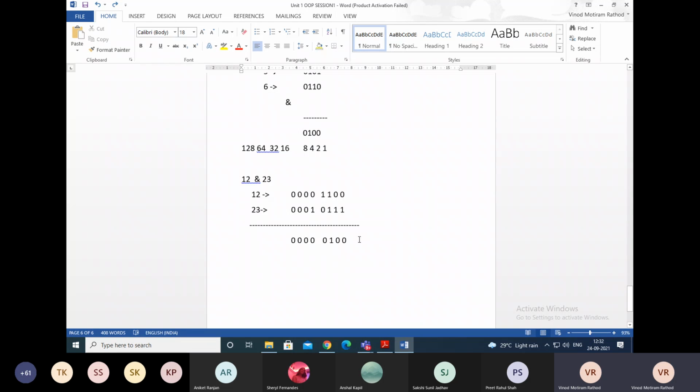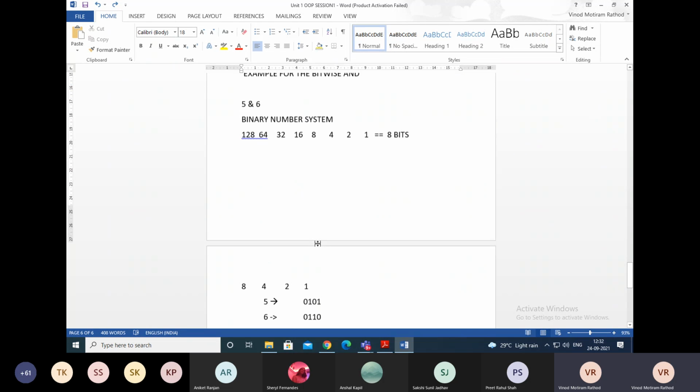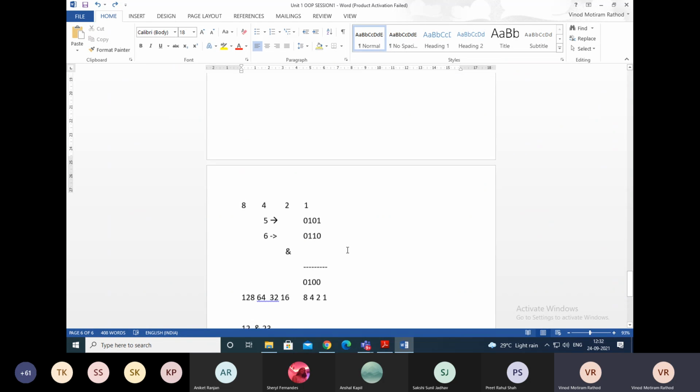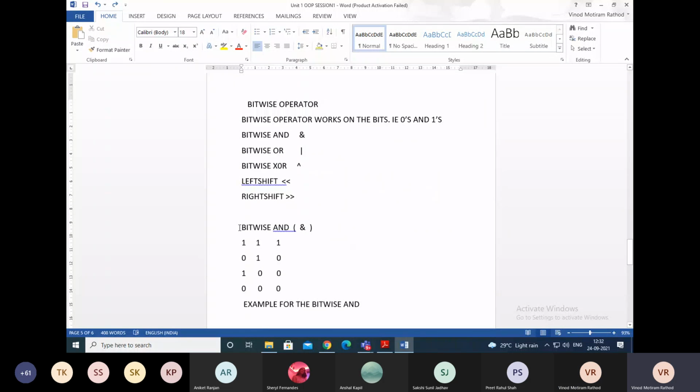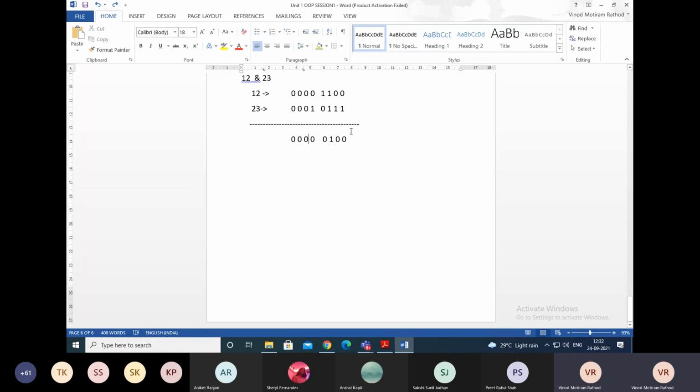Next, we will see the example of OR. Can anyone tell me what is the truth table of OR? Anyone? Yes, sir. So now we are going to see bitwise OR. Can you tell me what is the difference?